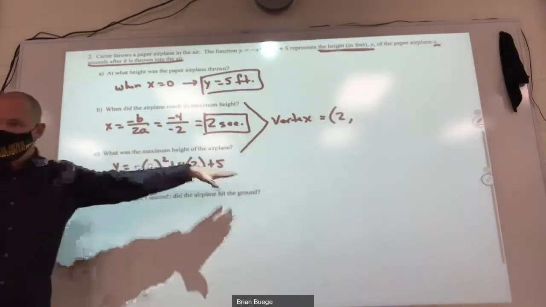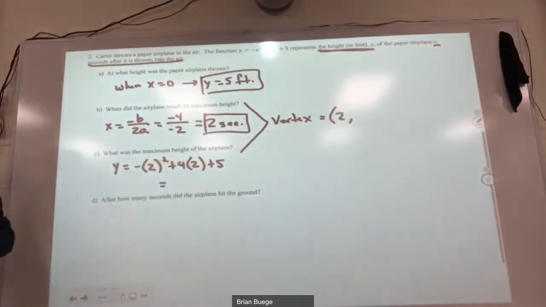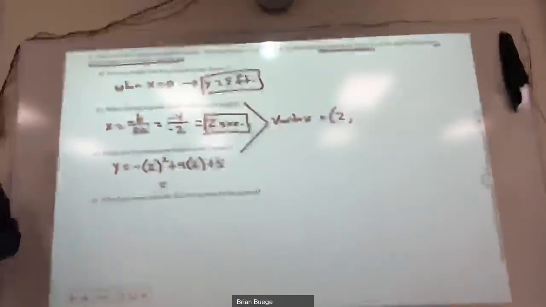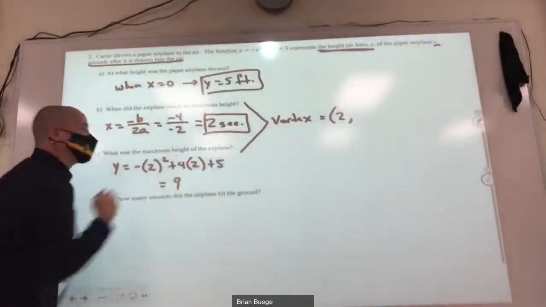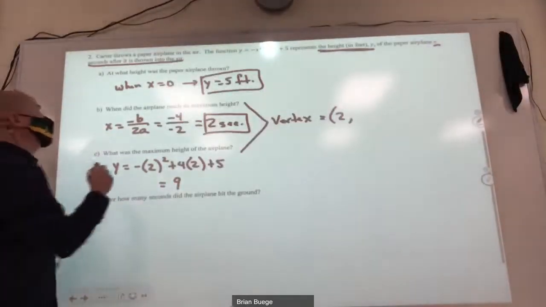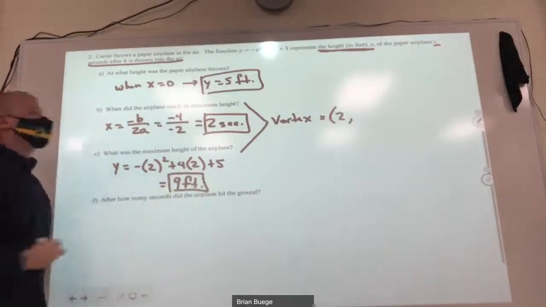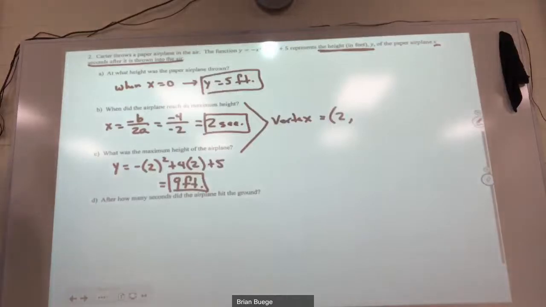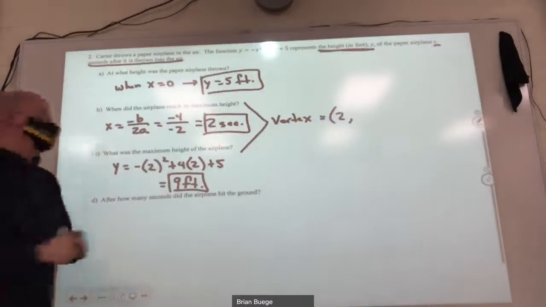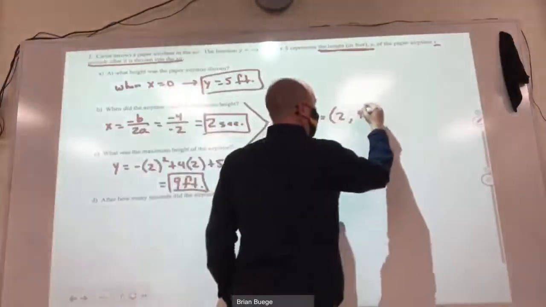But again, you should at this point be able to plug this into your calculator, and you get 9. So we end up with 9 what? 9 feet. There's your answer. The maximum height is 9 feet in the air. So it takes 2 seconds after it leaves his hand, and it ends up being a maximum height of 9 feet in the air.